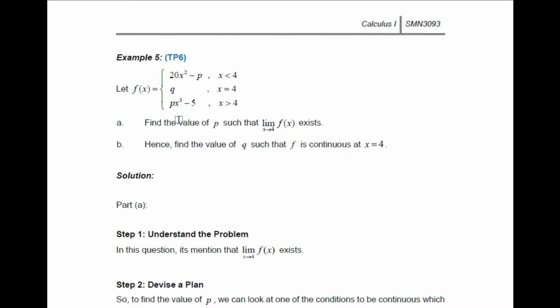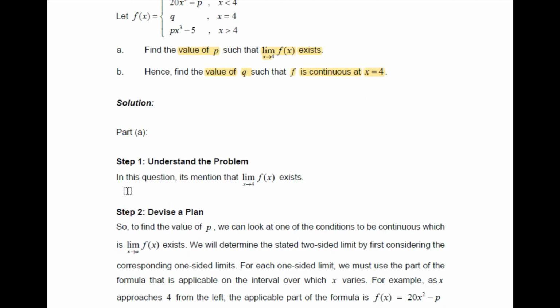So, for part A, we need to find the value of p, given the limit of f(x) as x approaches 4 exists. Then, for part B, we need to find the value of q such that f is continuous at x equal to 4. So we solve part A first. Step 1. Understand the problem. In this question, it's mentioned that the limit of f(x) as x approaches 4 exists.